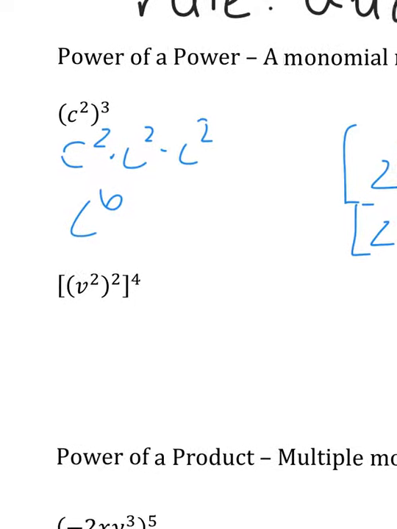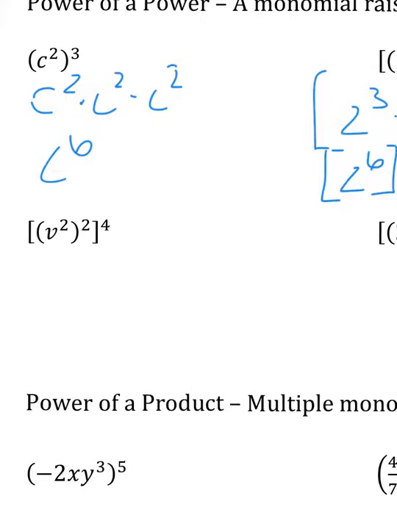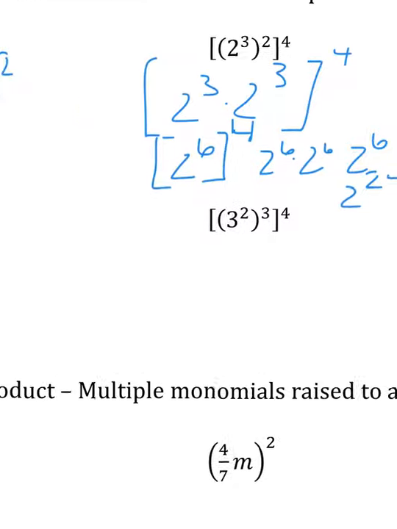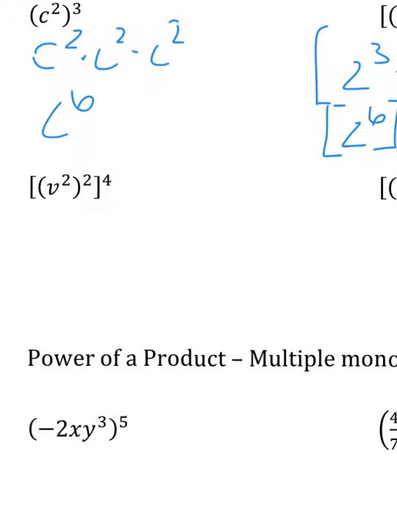Then we can look at this one down here. We have v squared squared to the fourth. Let's look at what we did up here. With c squared to the third, we ended up with c to the sixth. Well, 2 times 3 is 6. Let's see if that same thing happens with this one. We have 2 cubed squared, which gives us 2 to the sixth. That's still that 3 times 2. And then 2 to the sixth to the fourth gave us 2 to the 24th. Well, 6 times 4 is 24. So our rule here looks like we are going to multiply the exponents.